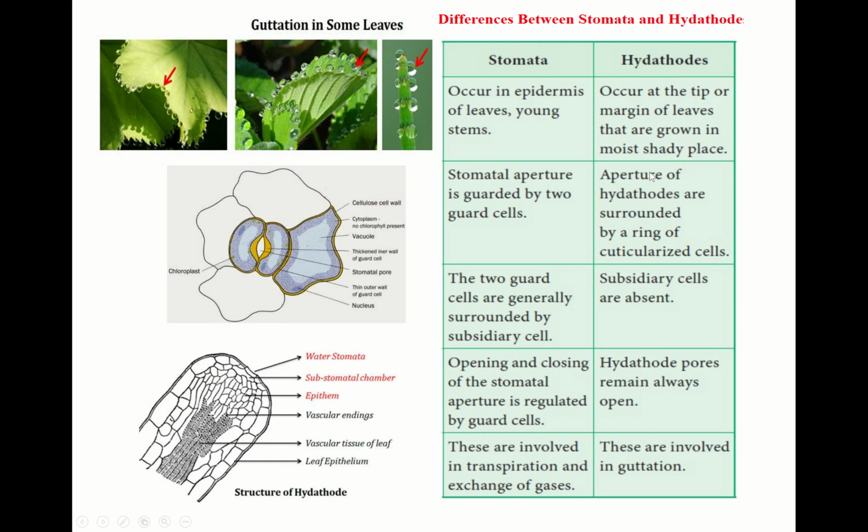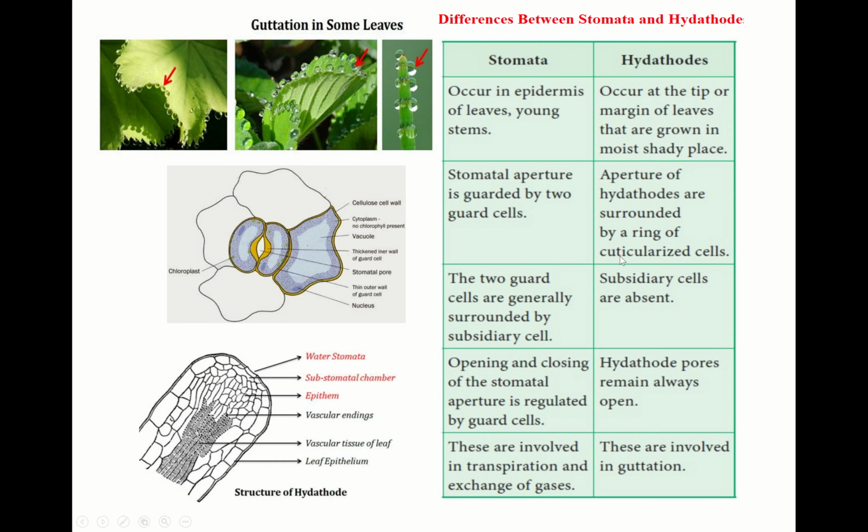Whereas hydathodes or water stomata are present on the margin or the tip of the leaves, as you can see here. This is the guttation process wherein loss of water takes place in the form of water droplets, or we can define this process as exudation of water and minerals in the form of droplets.